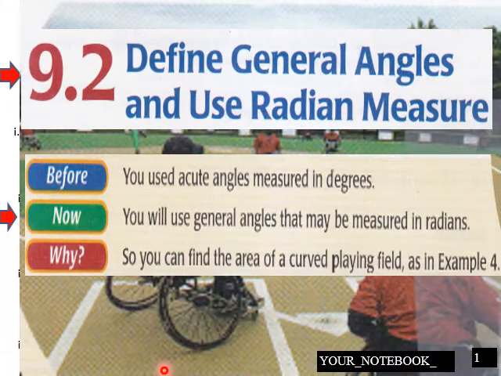Okay, define general angles and use radian measure. You used acute angles measured in degrees. You will use general angles that may be measured in radians.